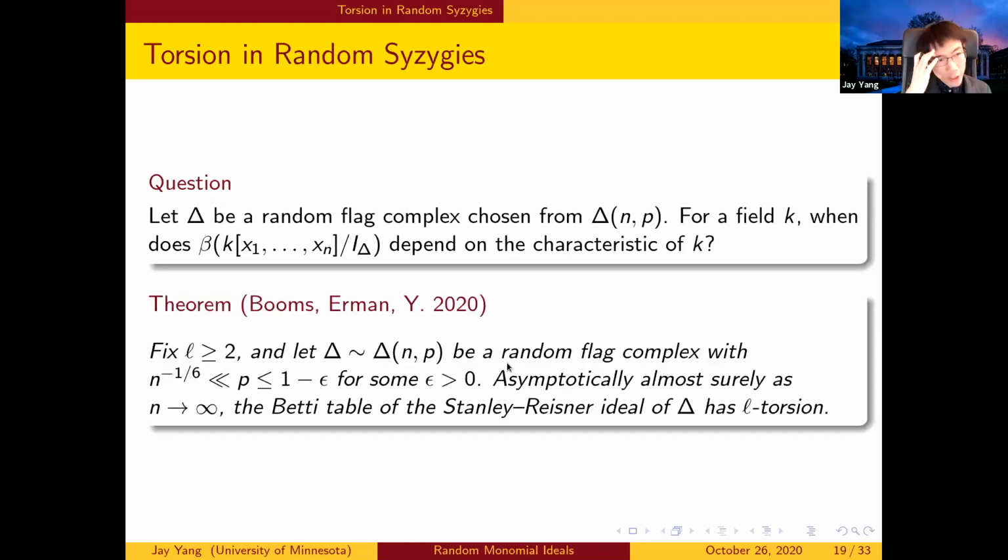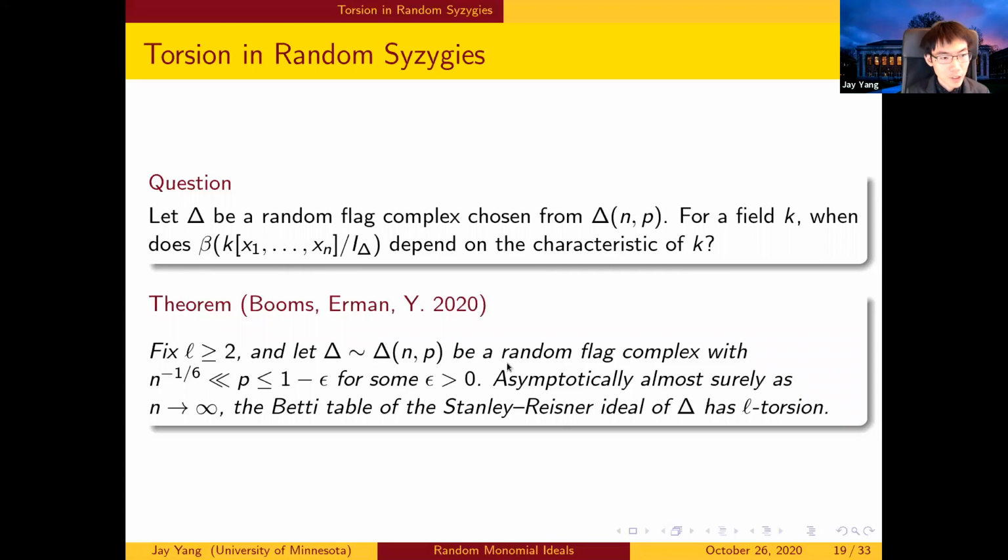But this is where random methods really excel, in that we can really, not perfectly, show that in a large regime, these Betti tables do depend on characteristic. They do have torsion. So if we have a random flag complex, the question is, for a field K, when does this depend on the characteristic of K? A good thing to note here is that the Betti table can only depend on the characteristic. It can't depend on the other properties of the field. It turns out that none of the other properties of the field will matter. Only the characteristic will matter.